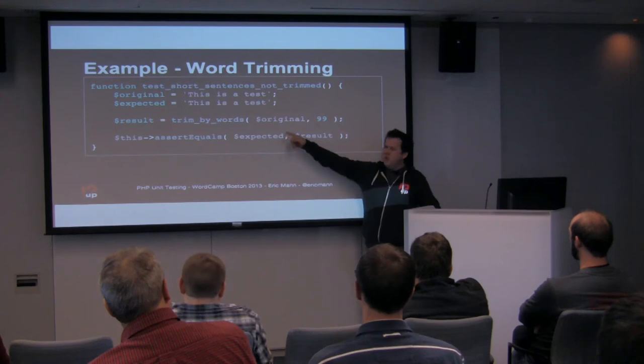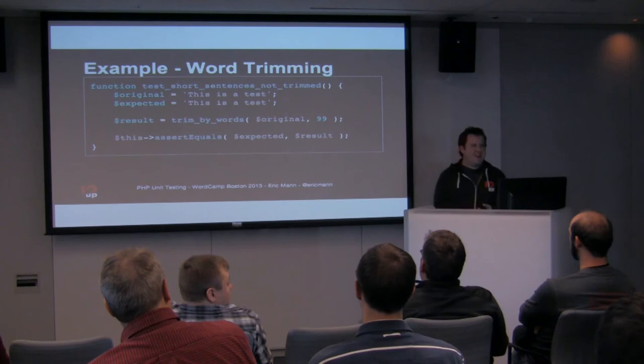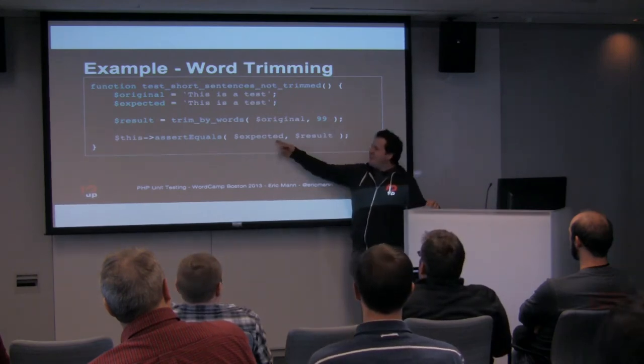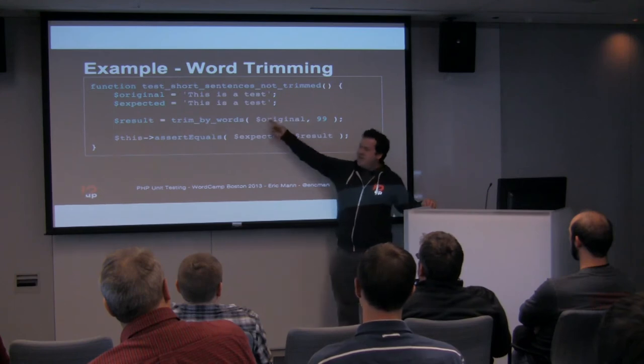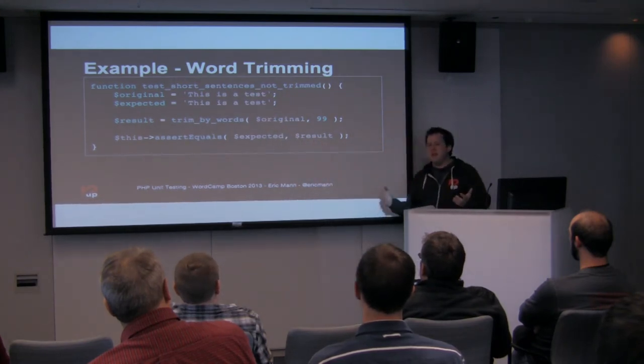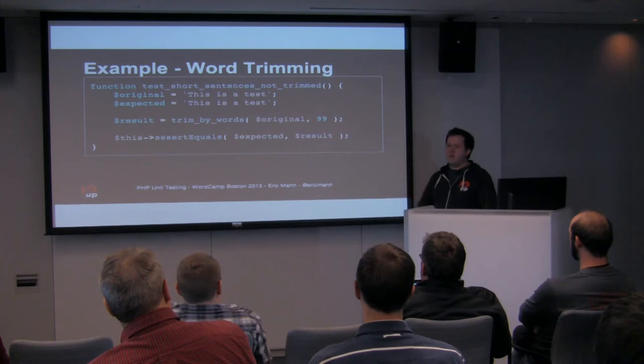Our result is going to be trimmed by words. We're trimming the original to 99 words or less. I think that's less than 99 words. I'm not as bad at math, sorry. Okay, so we're going to assert that our expected string, "this is a test," and our result are equal. If you run this and your code is implemented properly, it will pass. You'll get a little green light showing up on your dashboard. Everything will work perfectly. That'll be great.